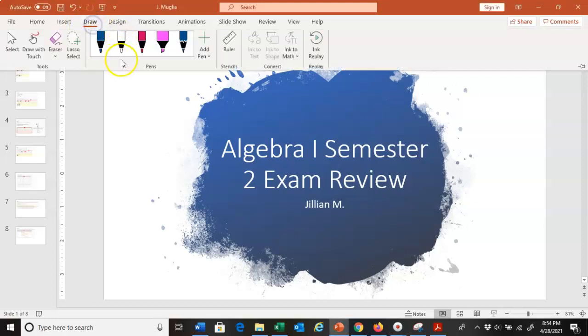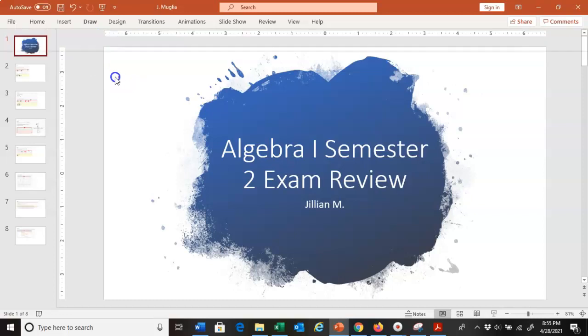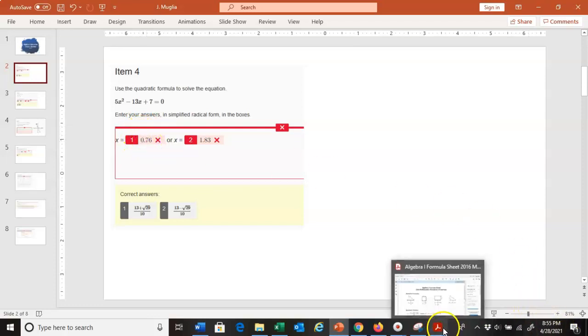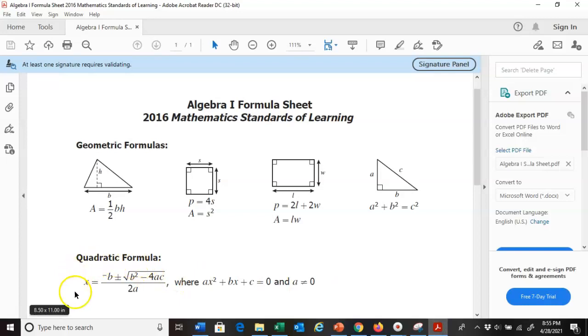So let me get my pencil tool here. I went ahead and pulled all the questions, the ones that you had missed. This was the first one. It says to use the quadratic formula to solve the equation. The quadratic formula, you can find that on your formula sheet. It's this one right here.